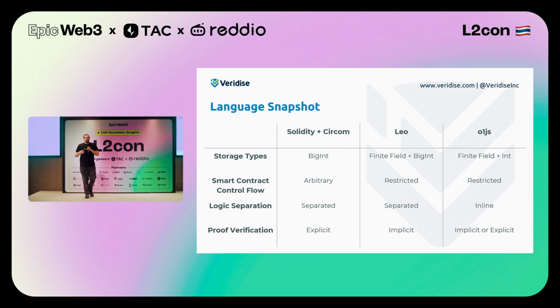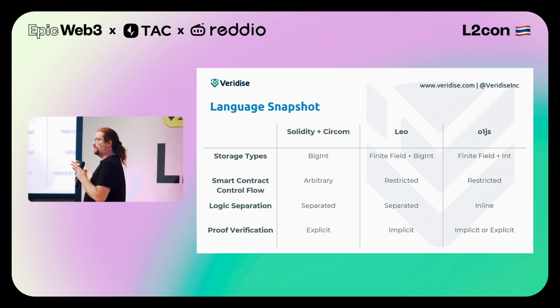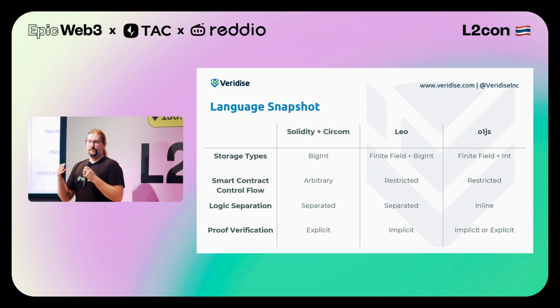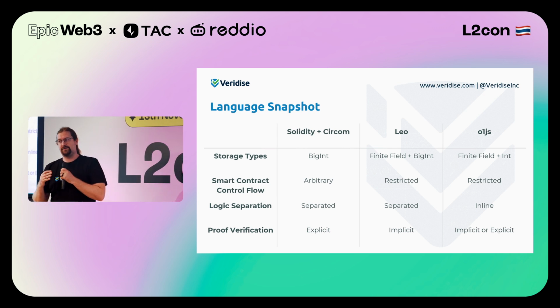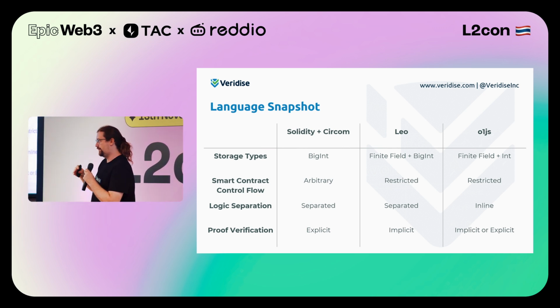The other thing that we can look at is how people are designing the smart contract. Obviously in Solidity plus Circom, the smart contract component is designed separate from the ZK component. And so essentially you've got a very explicit ZK portion and a very explicit smart contract portion that have very limited interaction. And it's the same for Leo, where the language itself is going to separate the ZK component from the smart contract component.